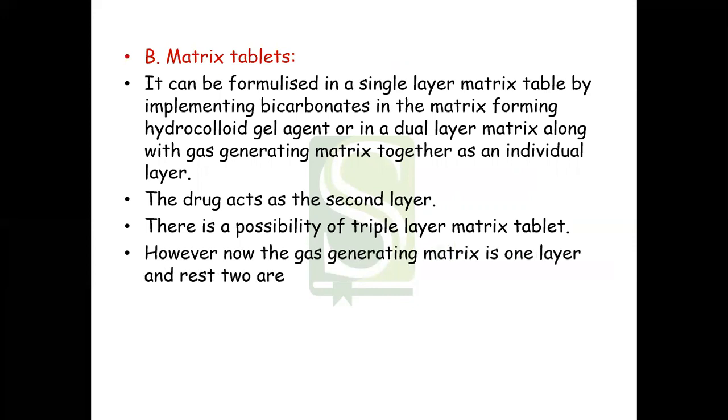However, now the gas generating matrix is one layer and the rest of the two layers are the drug layers. The next system is the gas generating system. This system, we can say, is divided basically into three layers.